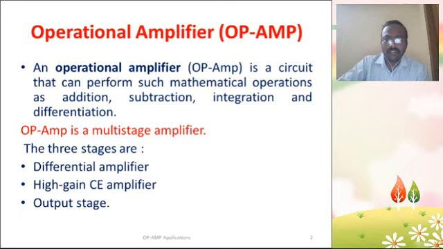There are three stages of the operational amplifier, as follows. First one is the input stage. The input stage consists of a differential amplifier. Second one is the high gain common emitter amplifier stage, and the third stage is called the output stage. The output stage consists of an emitter follower circuit.